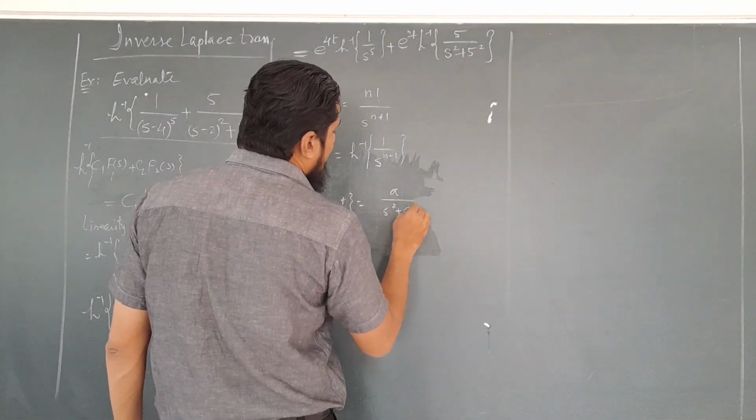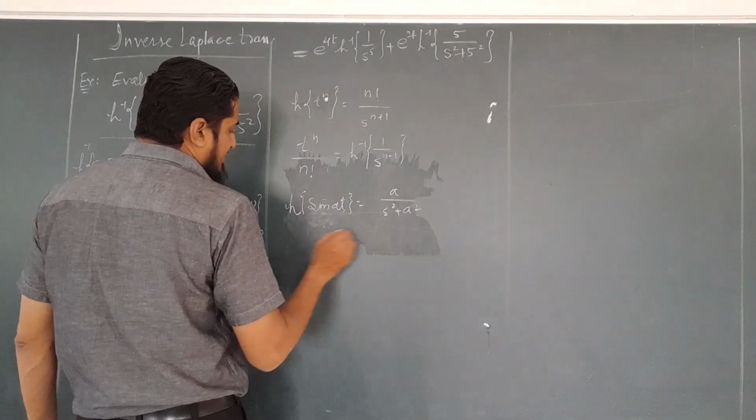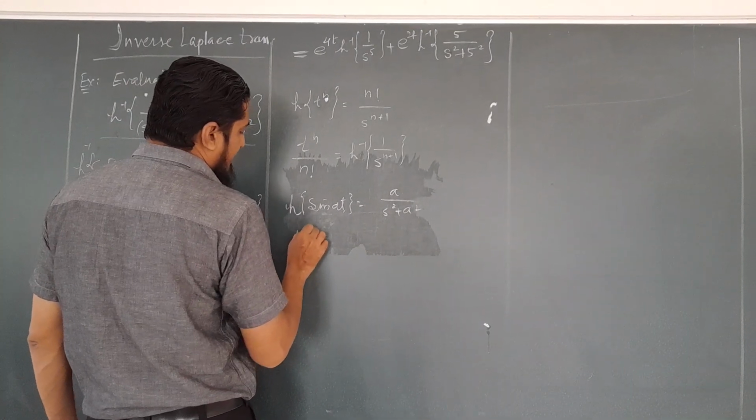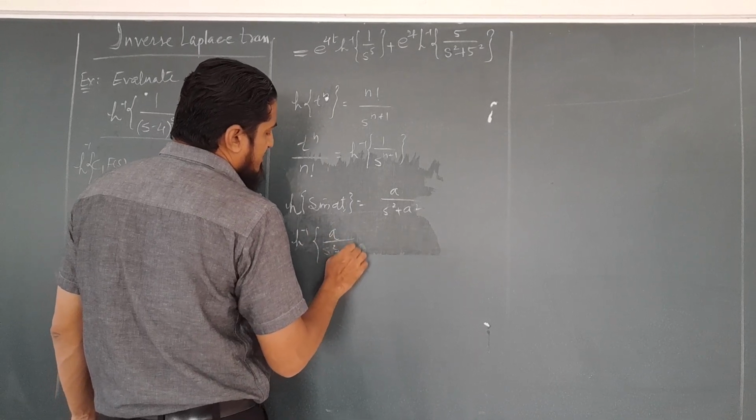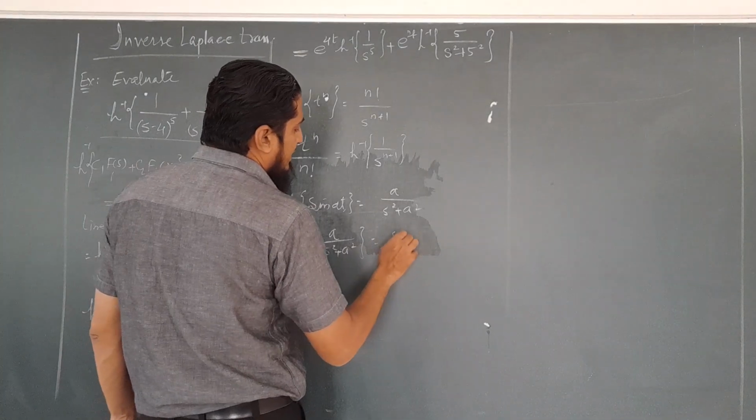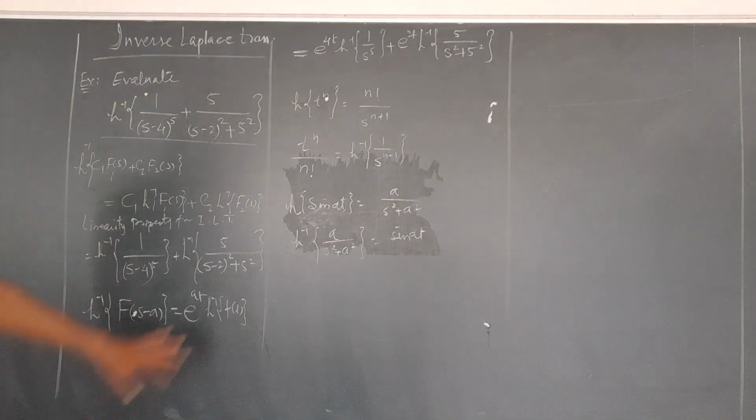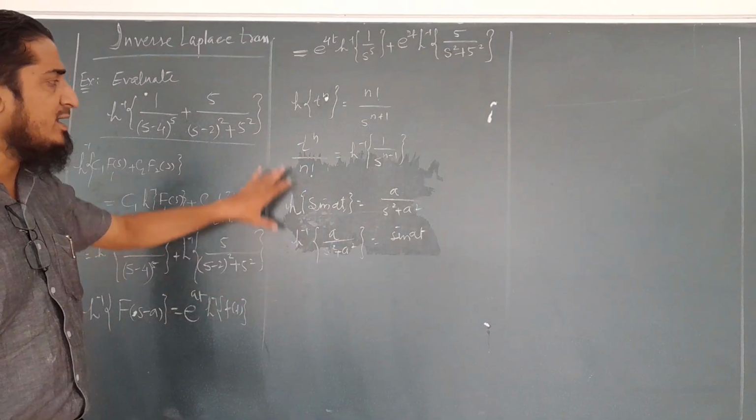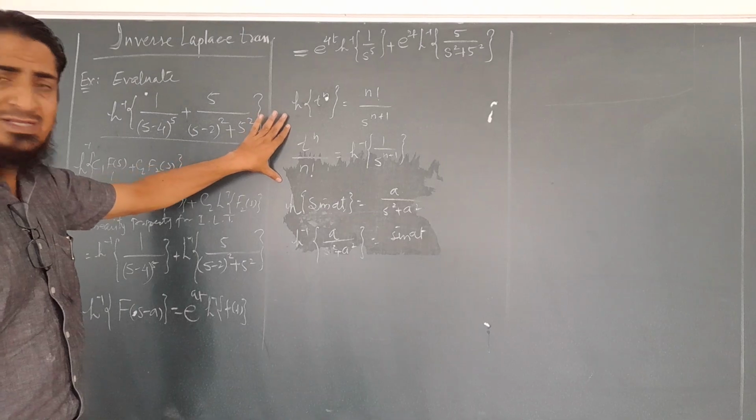Now, the inverse Laplace transform of sin at is a upon s square plus a square. So the inverse Laplace transform of a upon s square plus a square is equal to sin at. Is it correct? Yes. Both formulae we have already studied and discussed in the previous lecture.